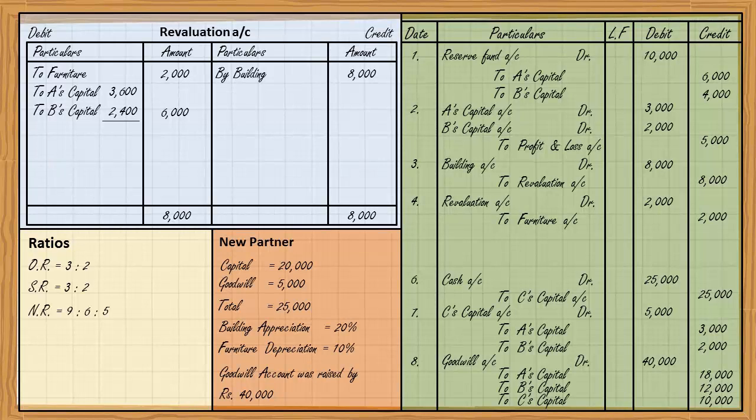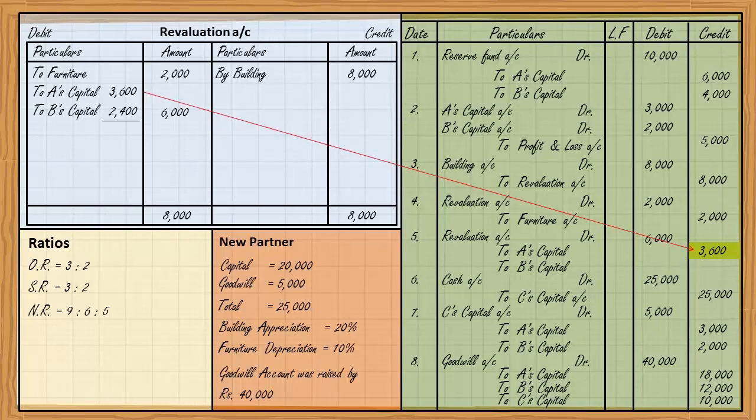So you had left the space for this journal entry because at that time you didn't know the profit or loss on revaluation. Now you can pass the journal entry, and the journal entry will be revaluation account debit to A's capital, to B's capital 6,000, 3,600, 2,400.